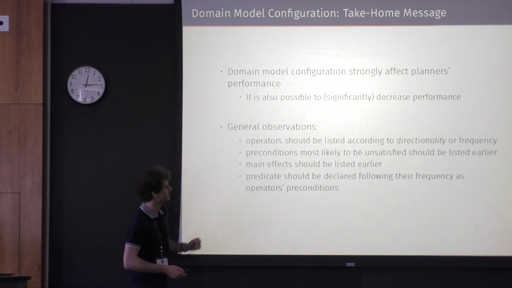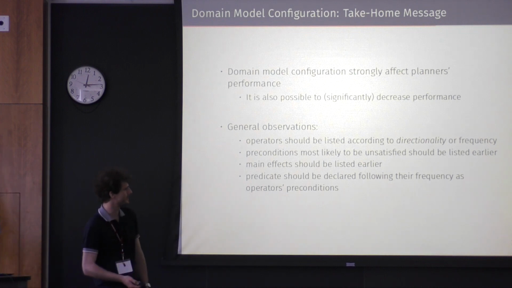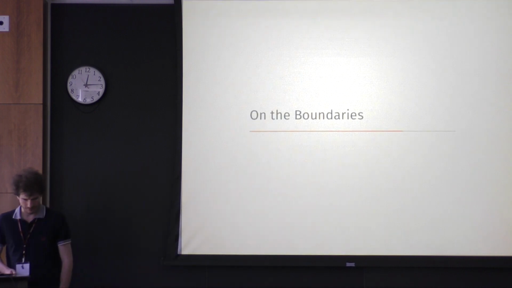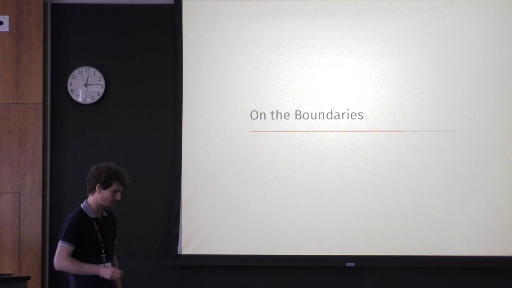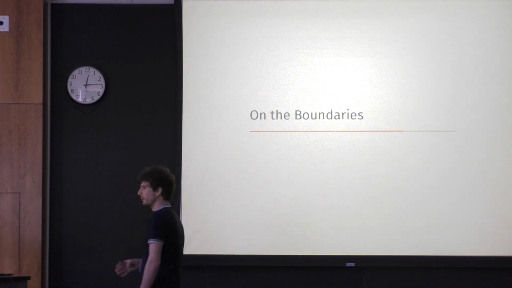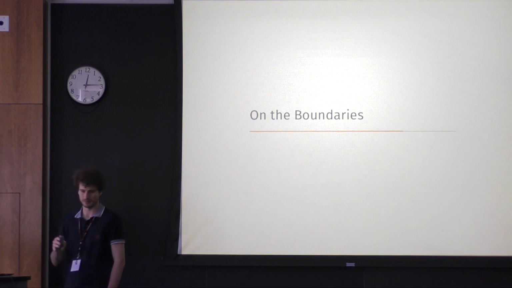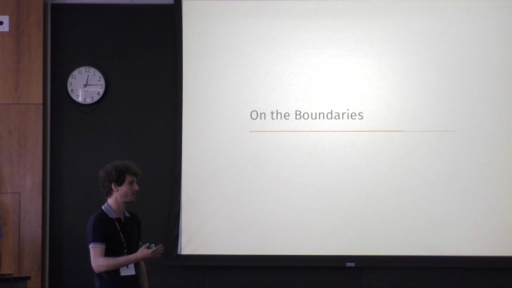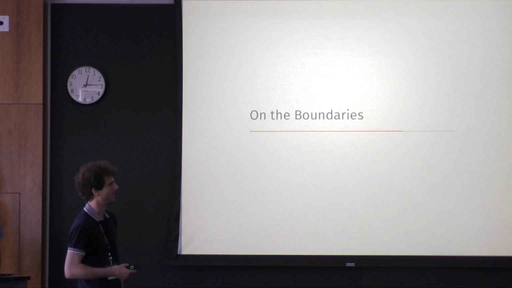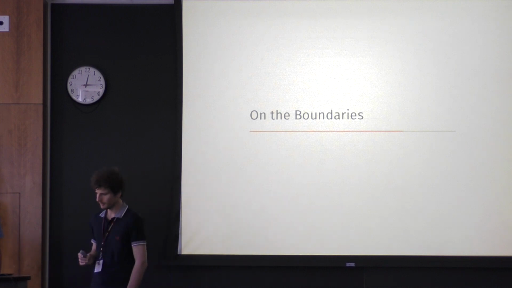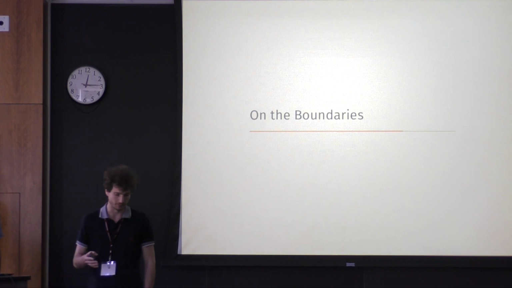And predicates should be declared following their frequency as preconditions. And that basically concludes this part on domain knowledge, domain control knowledge. So we have covered different aspects which include complex reformulation or easier ways of reformulating, like the domain model configuration. Let's check something which is a bit on the boundaries of the focus of the talk of today.